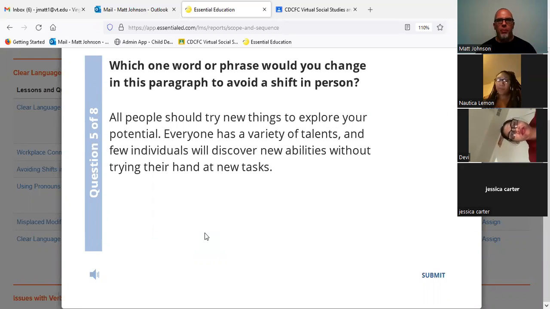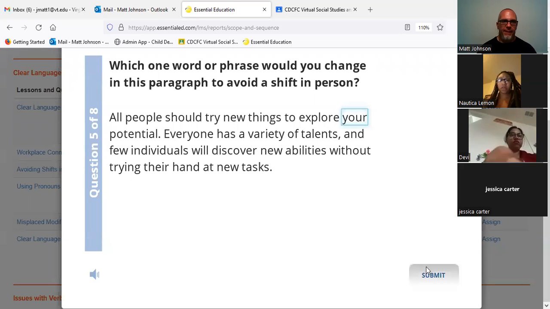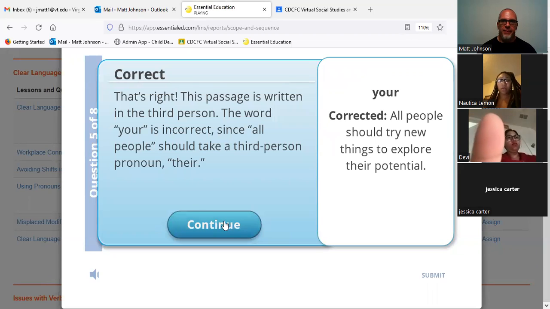So all people should try new things to explore your potential. Everyone has a variety of talents, and few individuals will discover new abilities without trying their hand at new tasks. So the word your, which is second person, right? Everything else, so all people would be third person. There you go.